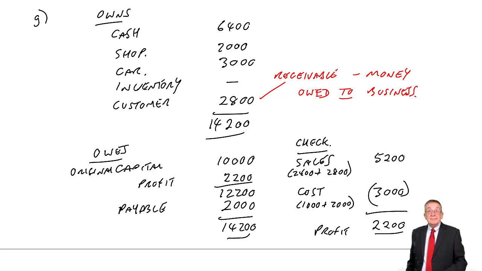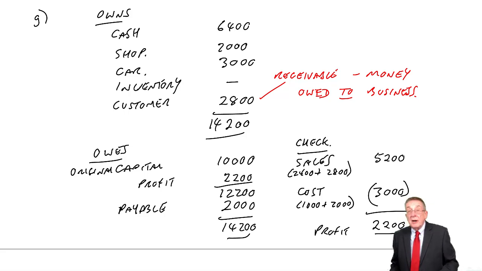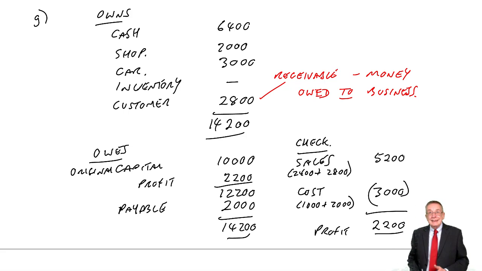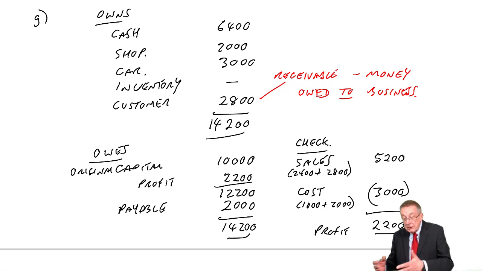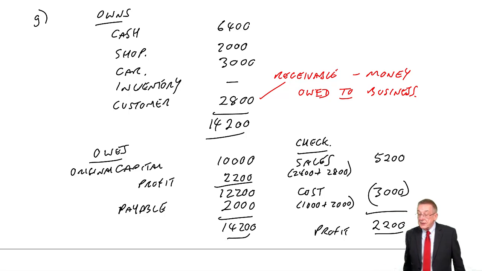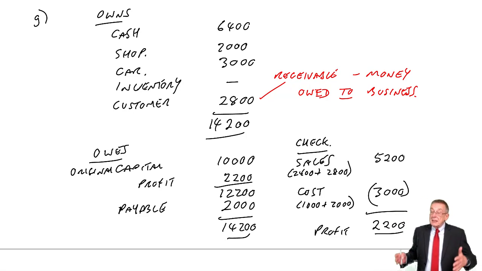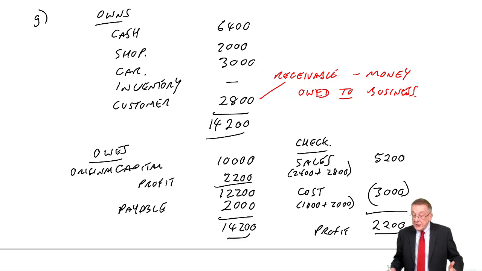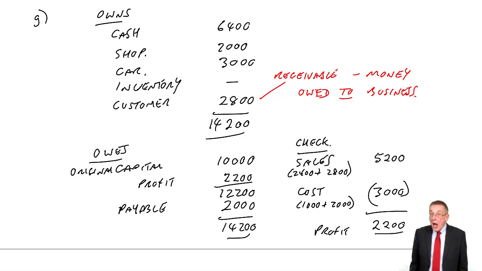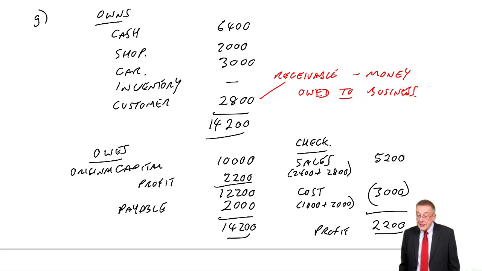So again, a little statement of profit or loss there. We're showing total sales, total cost. And since the profit is 2,200, the amount owed to the owner is increased by 2,200. The total capital, the total owing, is now 12,200. Over the page, H.